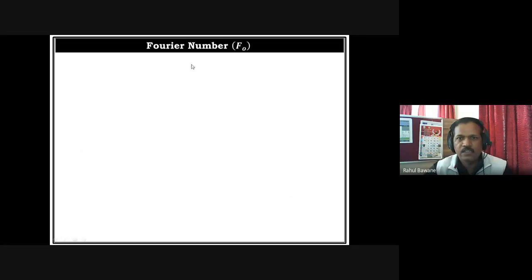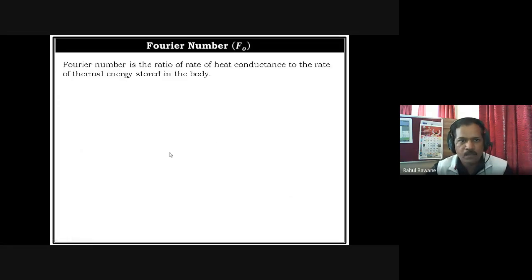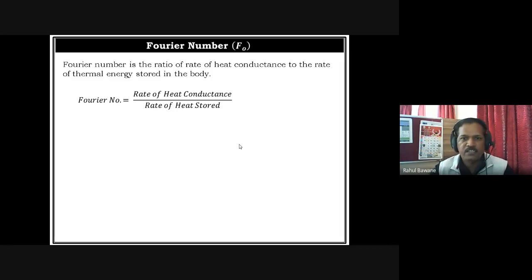Second number is a Fourier number. Now Fourier number is the ratio of the rate of heat conductance to the rate of thermal energy stored in the body. So Fourier number: rate of heat conductance to the rate of heat stored. Now what is conductance? Conductance is nothing but the reciprocal of resistance. So 1 upon resistance is nothing but conductance.